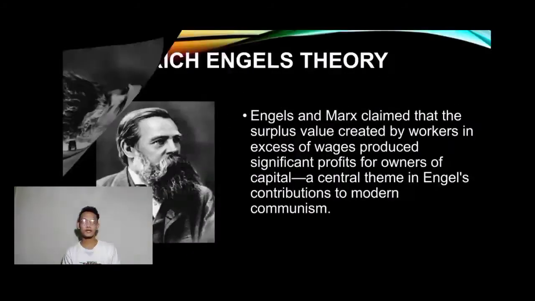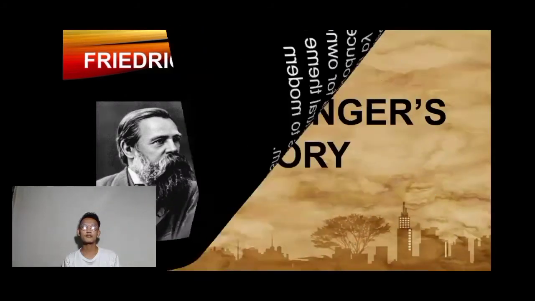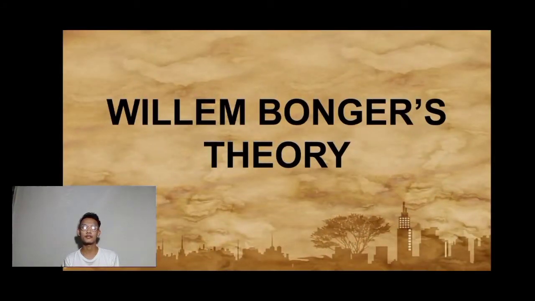Engels and Marx claimed that the surplus value created by workers in excess of wages produces significant profits for owners of capital, a central theme in Engels' contribution to modern communism. Now, let's focus on the last theory, that of William Bonger.